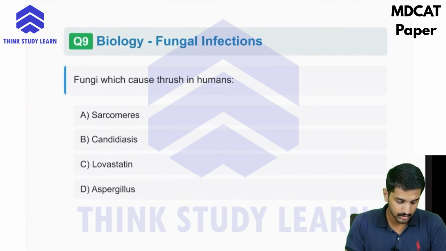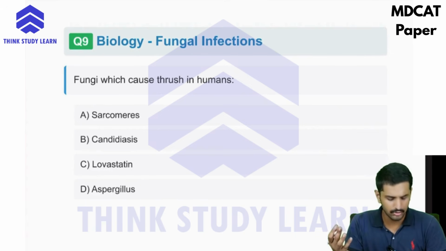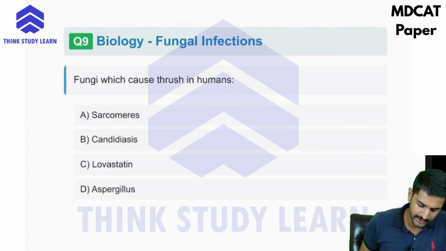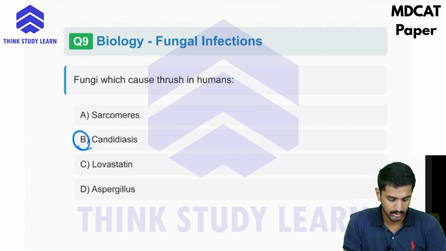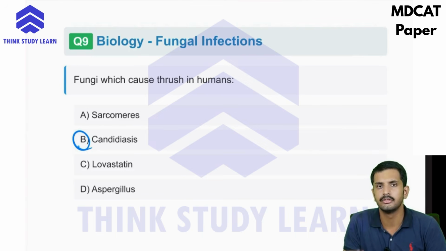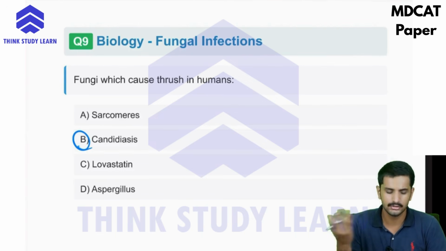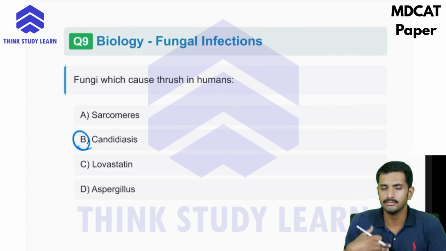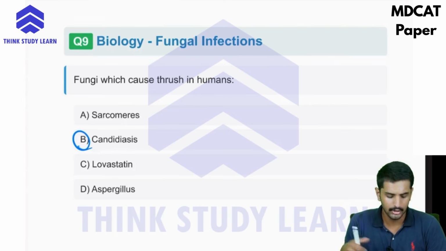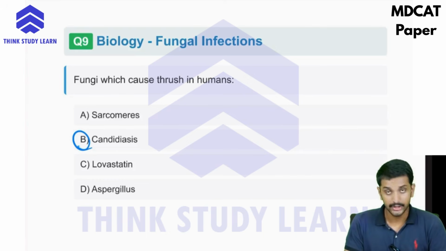Question number 9. Fungi which cause thrush in humans is. So thrush is basically caused by a fungi. It's called Candidiasis. Its option is B, and this is something you have to memorize. It's pretty common, so it's sometimes mentioned in non-medical uses as well. It's very common when you are described thrush. Doctors describe it, or common literature describes it. It usually mentions that it is caused by the fungus Candidiasis. Moving on to the next question.